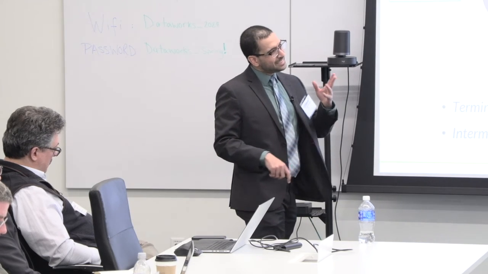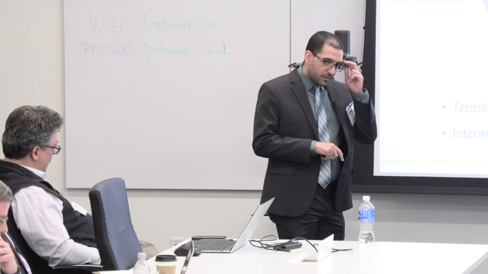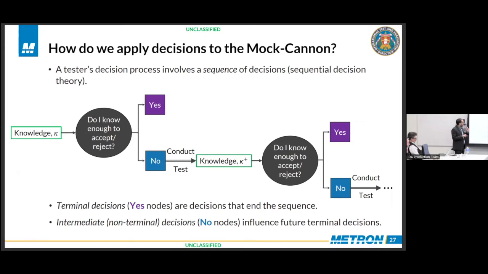On the other hand, if you're like, well, I know this much about the Mach cannon, but I don't want to make a definitive yes or no at this moment, we'll call that a non-terminal decision, or an intermediate decision. So if they say no, they'll conduct a test and they'll update their knowledge after doing a test from this kappa to the kappa plus. They'll go from a prior to a posterior distribution and repeat this process until they are confident enough to get to that terminal decision. So we also say that the terminal decisions influence the non-terminal decisions influence future terminal decisions.